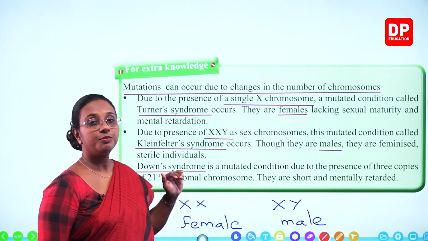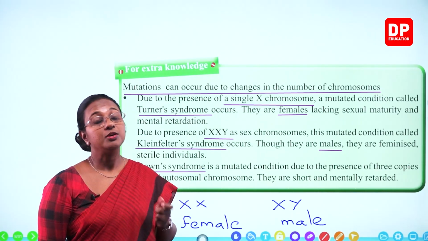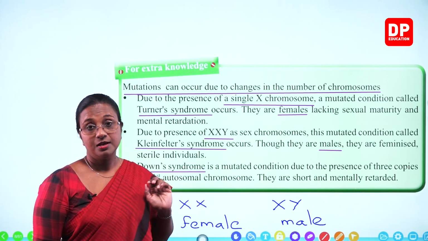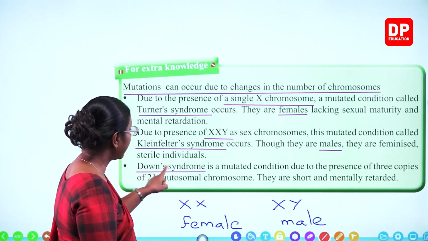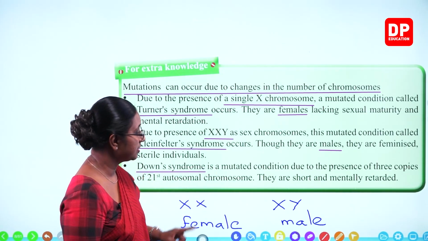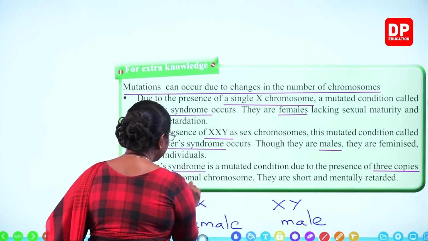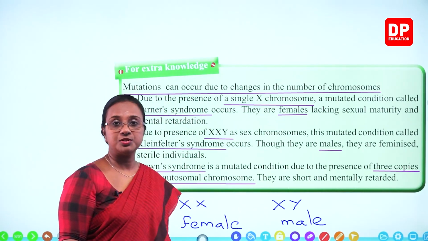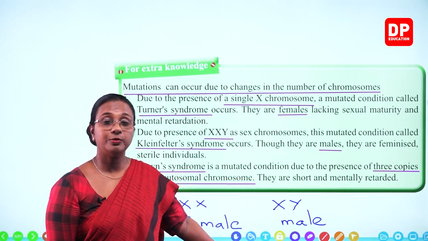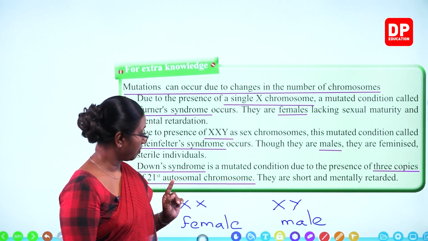Now, Down syndrome, of course, you would have seen people with it. It's not a common character, but we do see people with Down syndrome in our population. This is a mutated condition due to the presence of 3 copies of the 21st autosomal chromosome. Now the first one was the sex chromosome, the 23rd pair, but here it is the 21st chromosome.